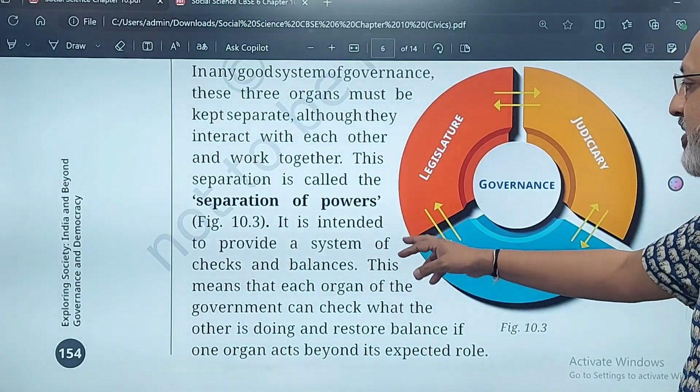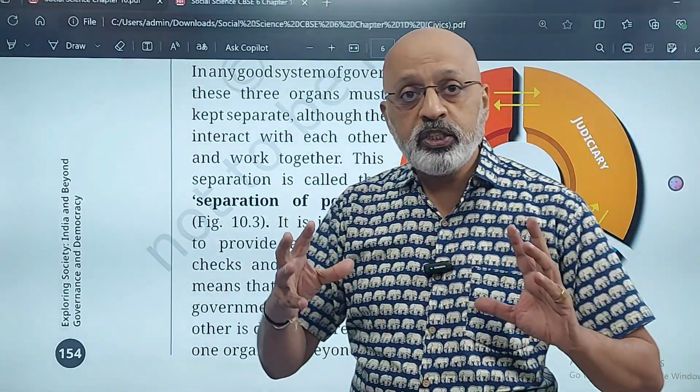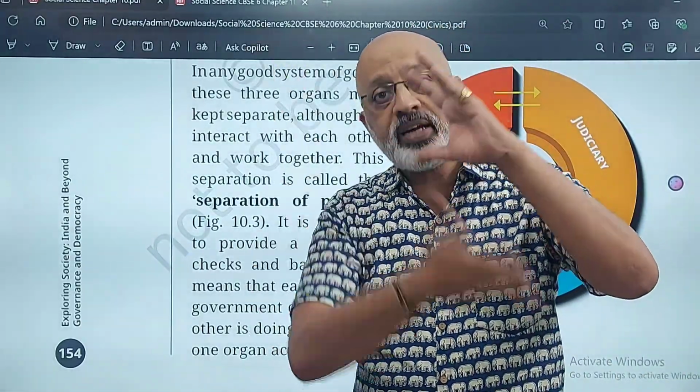It is intended to provide a system of checks and balances, separation of powers, so that if a wrong law is made, I can go to the court and the court can say that no, this is not right, and it can strike it down.